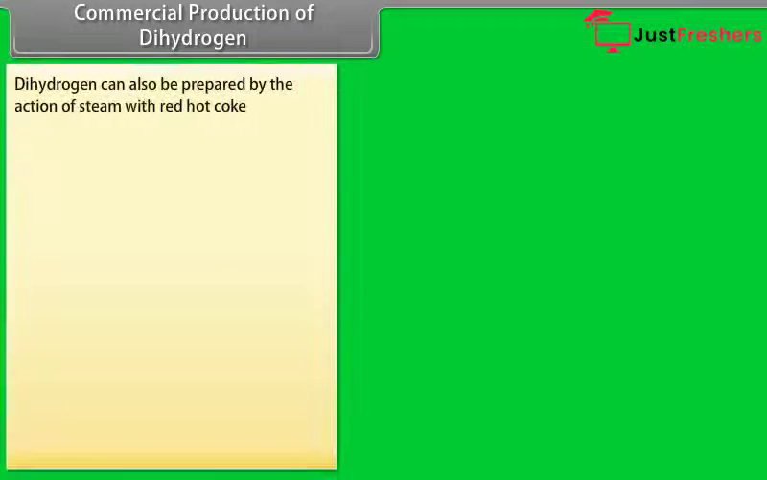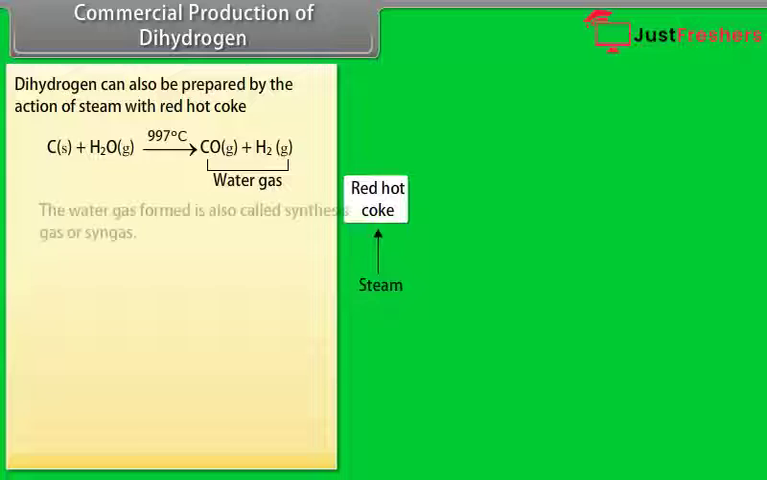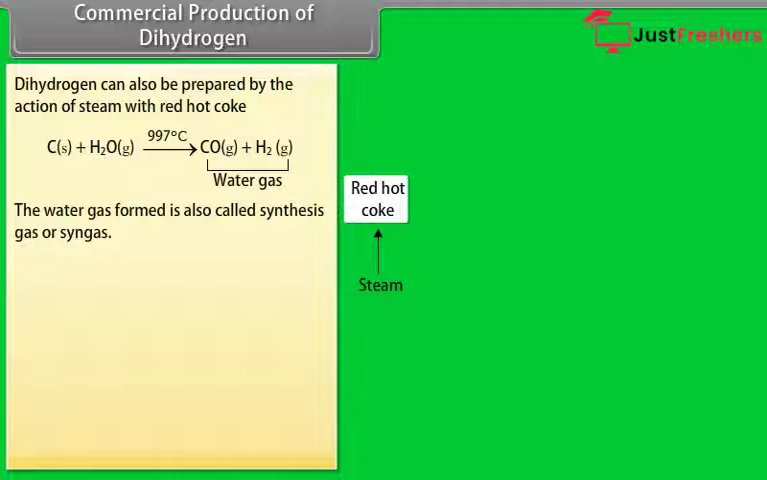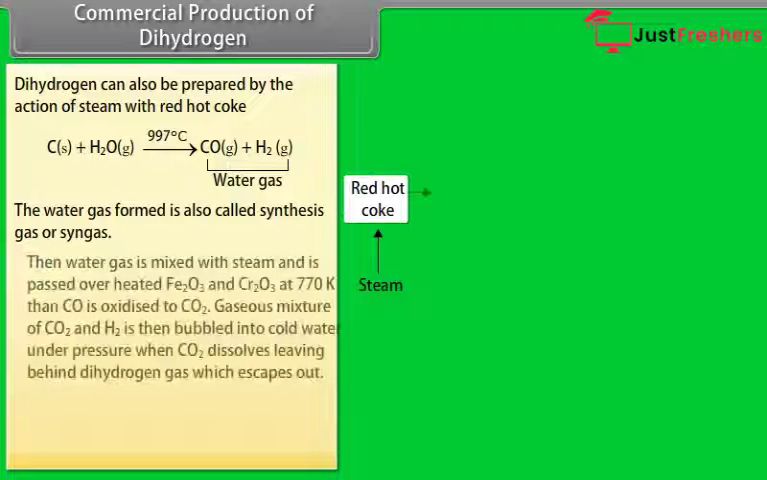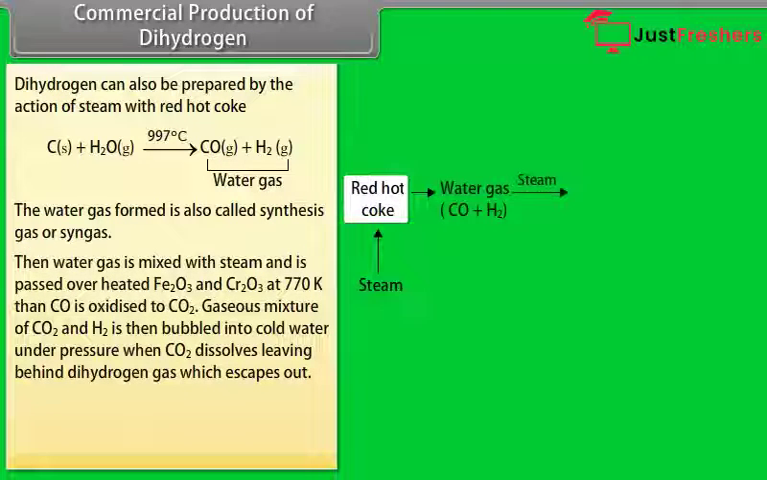Commercial production of dihydrogen. Dihydrogen can be prepared by the action of steam with red-hot coke as given below. The water gas formed is also called synthesis gas or syngas. Then water gas is mixed with steam and is passed over heated Fe2O3 and Cr2O3 at 770 Kelvin.